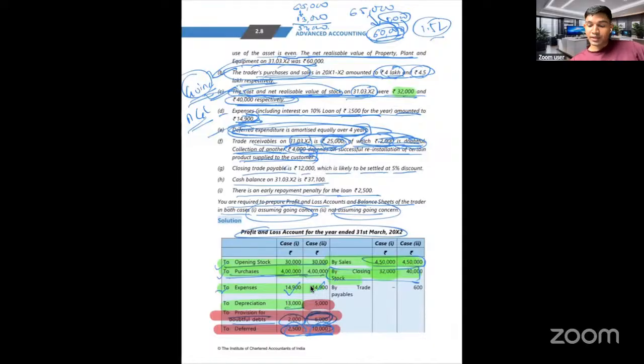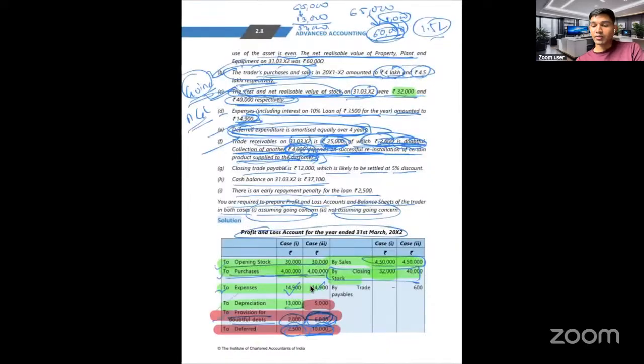In the case of trade receivable, we see this is 25,000. Out of 25,000, 2,000 is a doubtful collection, and the collection of another 4,000 depends on the successful installation of a certain product or supply to the customer. But if there are no operations in the future, that means this 4,000 we have to write off, and this is the expense for the year. So we have considered it for the year.